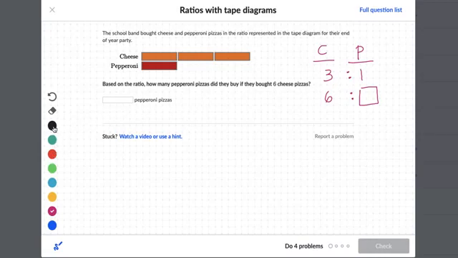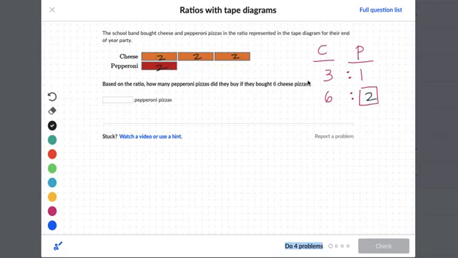If we have 6 cheese pizzas, we have to think to ourselves, what number has to go in each of these tape diagrams? There's 3 boxes. I need to get to 6. So it can't be 1 because 1 plus 1 is 2, 2 plus 1 is 3. That's the original number that was in there. Let's try 2. 2 plus 2 is 4, 4 plus 2 is 6. So it looks like 2 is a number that goes in each of these boxes, so then that must mean that there's 2 pepperoni there.